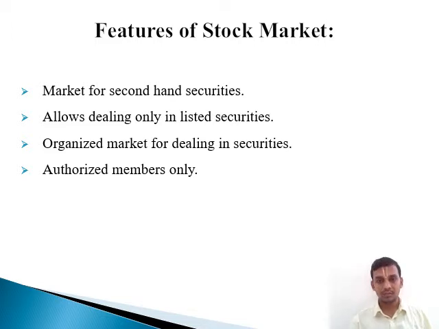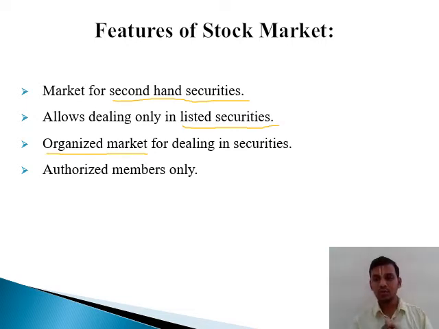So another big feature is that the security should be listed. What we have marked here, second hand security should be there. Then the next thing is the organized market. If stock exchange is an organized market, how can we say that it is an organized market? Because it is run by certain rules and regulations.